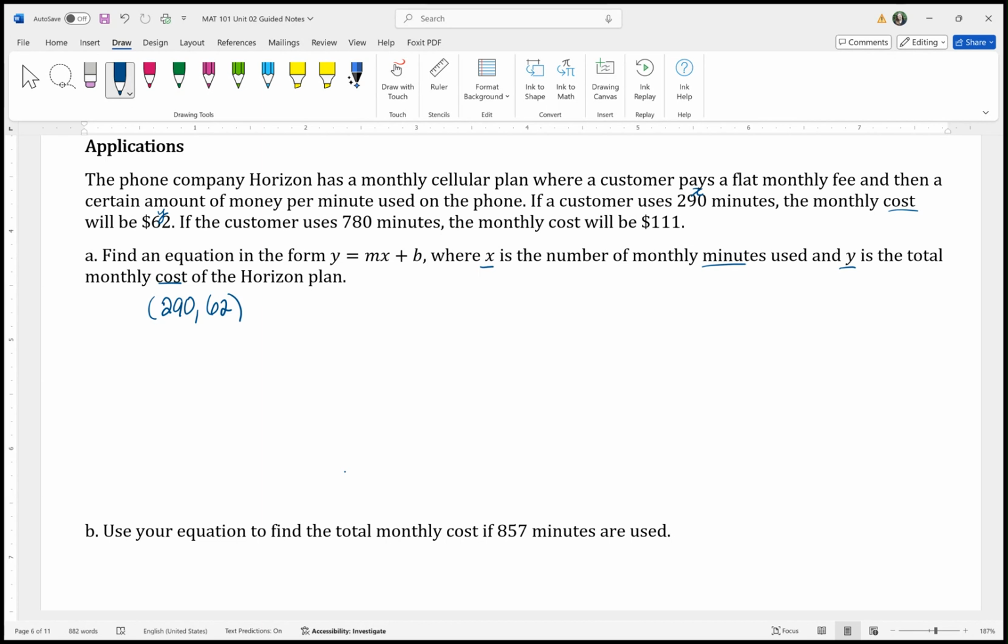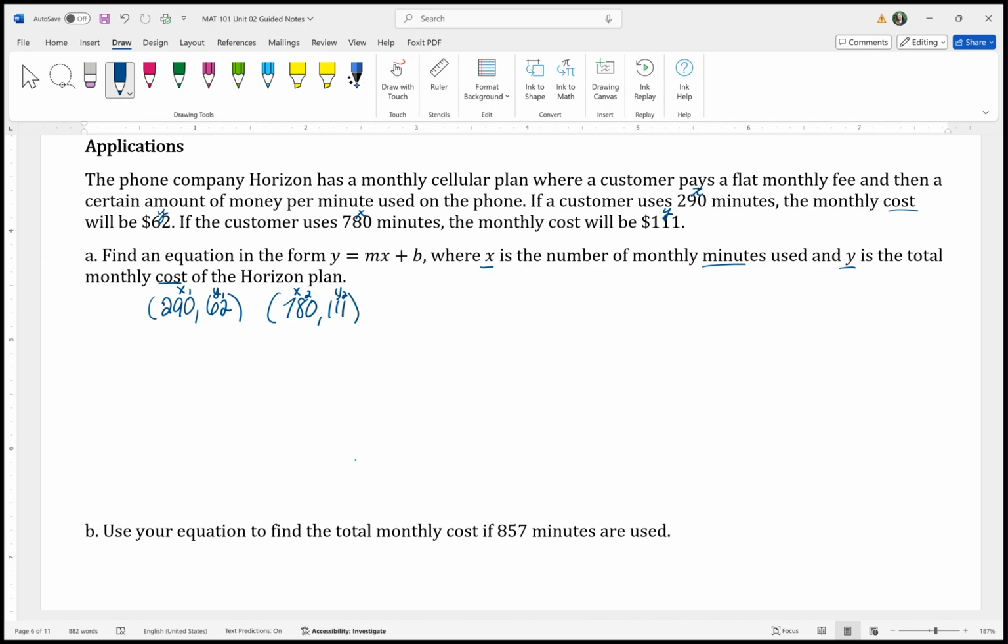Let's read the next sentence. If the customer uses 780 minutes, that's another X. The monthly cost will be 111, that's a Y. So that's going to be our second point, 780 and 111. Again, to find an equation of the line, you need 2 points. So we have 2 points now. Let's go through and label these points X1, Y1, X2, Y2. So we've got point 1 and point 2.